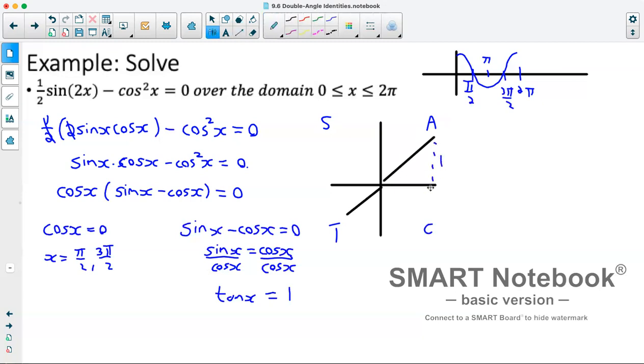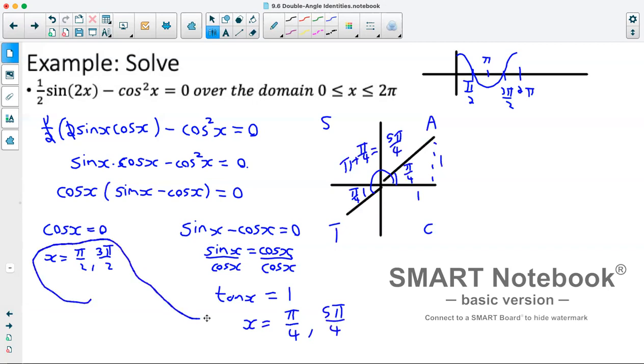If tan is 1, that means our opposite and adjacent are both 1, which means this angle, that's our reference angle, is going to be pi over 4. So we've got two angles. We've got pi over 4, as well as from here to here would be pi plus pi over 4, which gives us 5 pi over 4. So we have a total of 4 answers. We have pi over 2, 3 pi over 2, pi over 4, and 5 pi over 4.